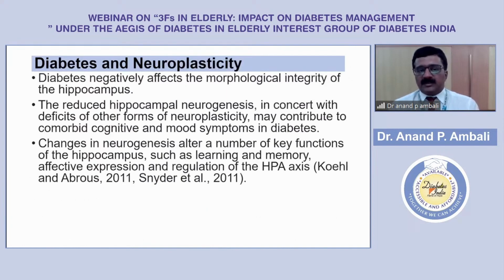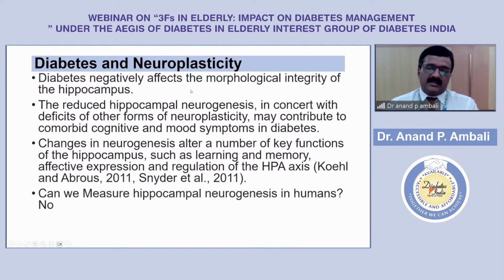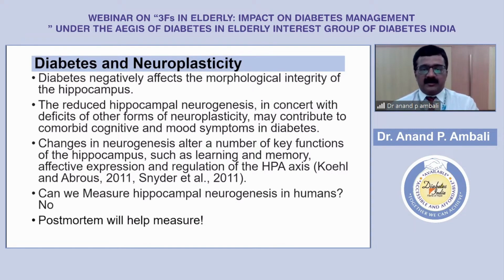Now, coming to neuroplasticity, the main center for all these activities is the hippocampus, where there is reduced neurogenesis due to diabetes, and this neurogenesis in the hippocampus impacts the learning and the memory of older people, and that is how neuroplasticity doesn't work as we grow old. But can we measure neuroplasticity? No, we cannot measure neuroplasticity in live patients. Only postmortem helps to understand the hippocampal neurogenesis, whether it's taking place or not.